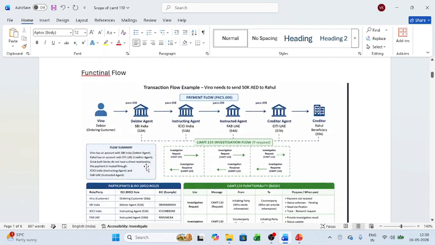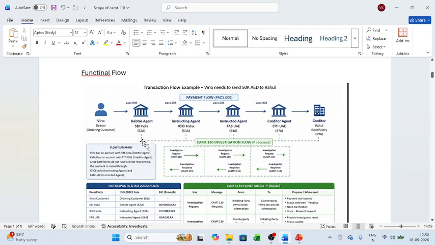Go through this functional flow and you can understand it very easily. We plan to send money to Rahul. We are sending from India, and Rahul is in Dubai. So what banks should be involved? We hold the account in SBI India. SBI India transfers the money to ICICI Bank. ICICI Bank then sends the money to FAB. Here the Nostro-Vostro account relationship is involved. After that, FAB transfers the money to Citibank, and finally it reaches Rahul.